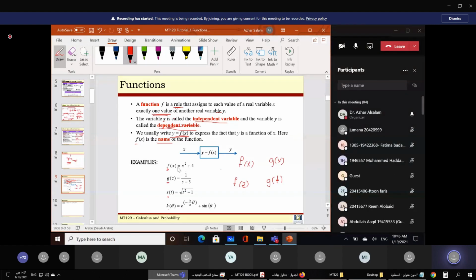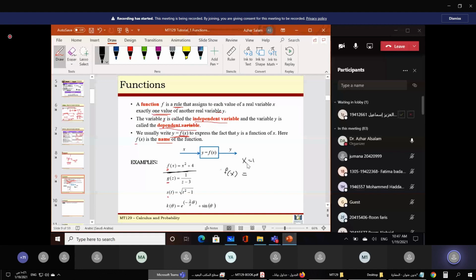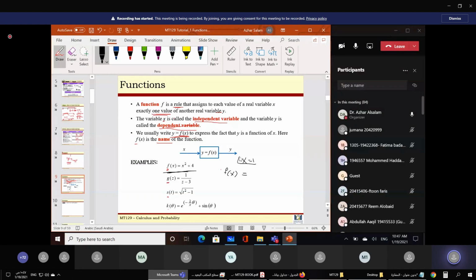Here are some examples of functions. Here, f of x is defined by x squared plus 4. It means that I take all the values I'm given. For example, for x equals 1, f of x that I defined here, I substitute, which means عوض. When I substitute in the function the value of x I'm given, it will be 1 squared plus 4, which is 1 plus 4 equals 5.